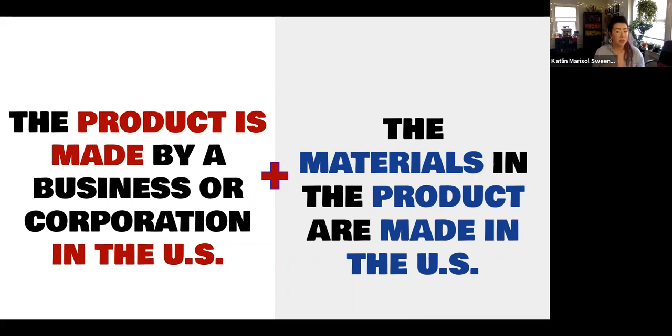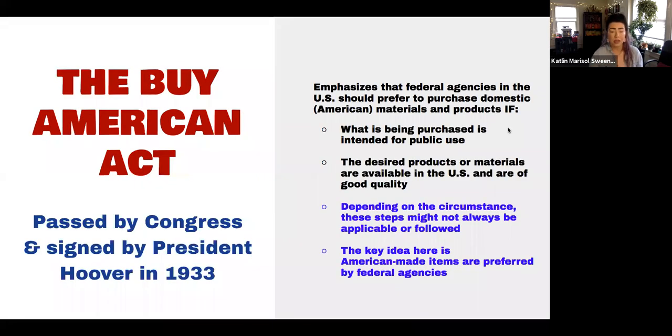That's the ideal configuration here for how one would be able to constitute definitively an American-made product. Now, he mentions the Buy American Act, which, as he says, was passed by Congress and signed by President Hoover in 1933. And the Buy American Act emphasizes that federal agencies in the US should prefer to purchase domestic or American materials and products if what is being purchased is intended for public use, the desired products or materials are available in the US and are of good quality.